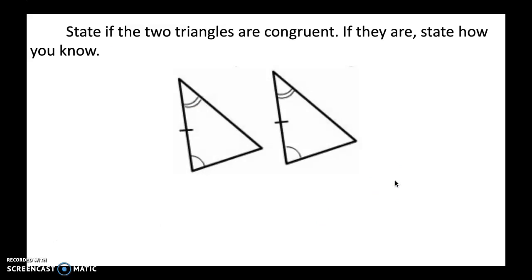State if the two triangles are congruent. If they are, state how you know. Based on the illustration, we have two angles and the included side in one triangle. In the other triangle, we have two angles and the included side. So therefore, these two triangles are congruent using the ASA postulate.